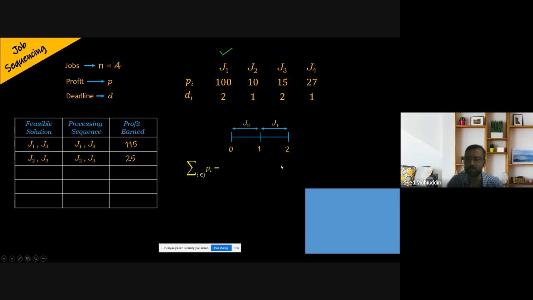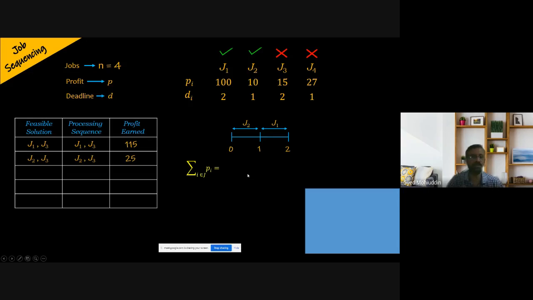Can I schedule job 2 in the first slot? Yes, job 2 has a deadline of 1, and it can be completed in the slot from 0 to 1. It can be scheduled. Jobs 3 and 4, no, there are no slots available, so they cannot be scheduled.